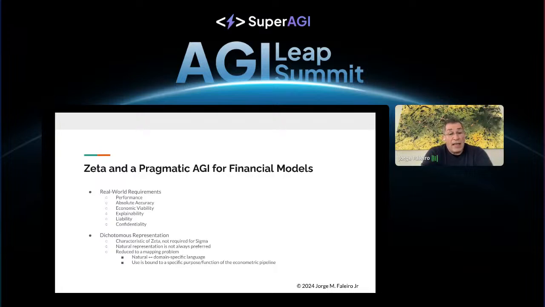It's a pragmatic AGI for financial models in terms of a representation specifically, right? Let's talk about the real world requirements we have for the domain in which we apply this solution. It's finance, and finance has multiple facets. You have facets in which you are mostly going to be concerned about performance.